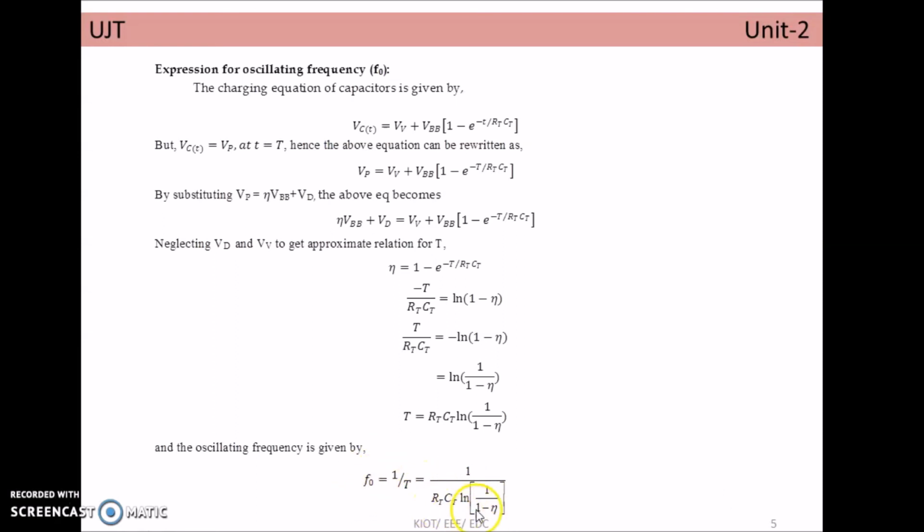So the frequency of oscillation of a circuit depends upon the resistance and capacitance values that we are using in the circuit. Right, so this is the expression for the oscillating frequency of the pulses generated by using the UJT. Hope you understand how UJT as a relaxation oscillator generates the pulses.